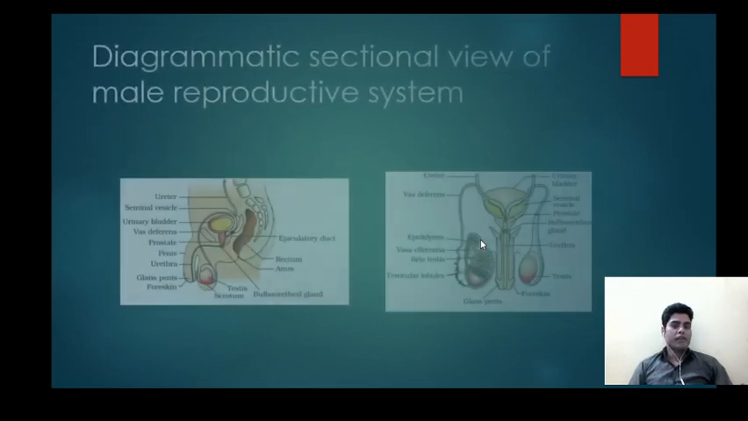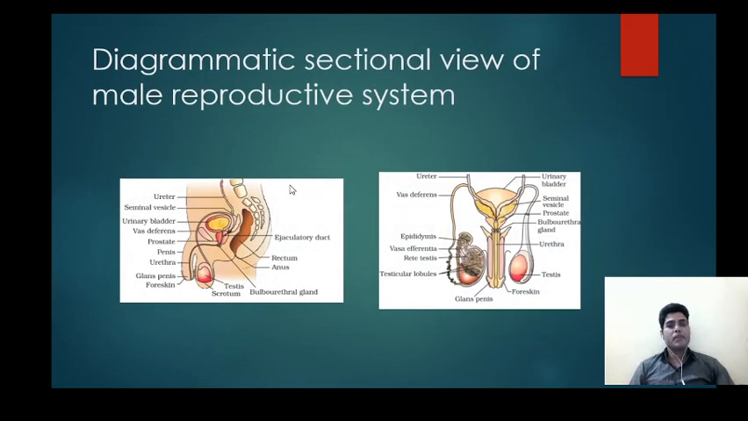So first of all, we will study about the male reproductive structure, how the different parts are present in case of a male. This is the diagrammatical sectional view. One is the sagittal view and the other is the longitudinal sectional view. The male reproductive system consists of a primary sex organ, that is the testis, which lies in a pouch-like structure outside the abdominal cavity known as scrotum.